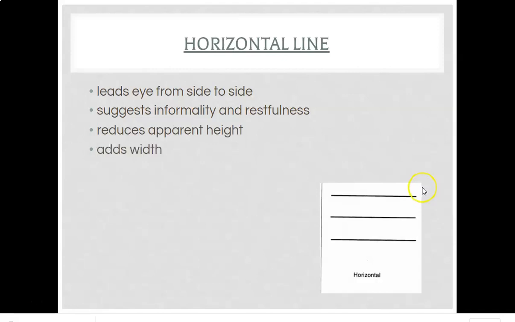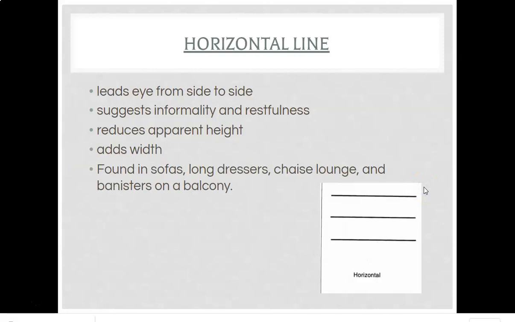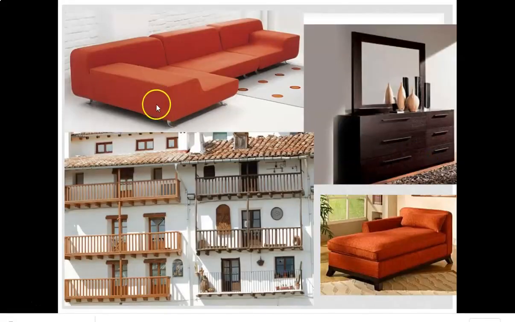It tends to add width to a room or to a design, and we typically see these in sofas, long dressers, chaise lounges, banisters, on a balcony. So right here you can see these long lines leading across the top of the sofa. You can see it in the bricks on the brick wall in the back, and you also see a horizontal line created by these dots in the floor that help your eye to travel sideways.